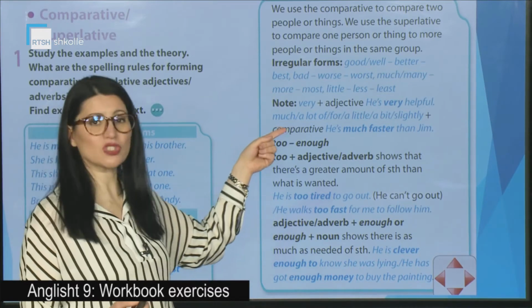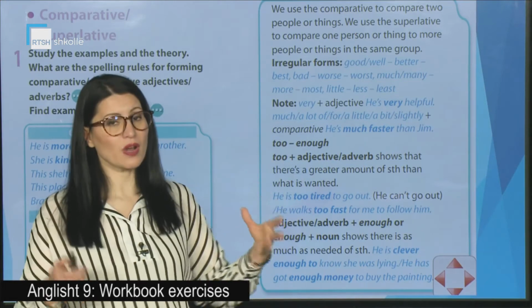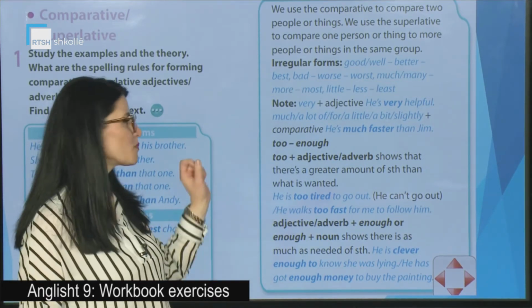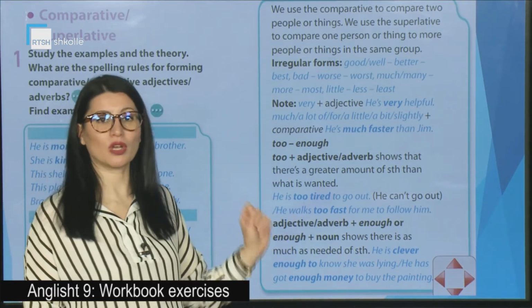Then we have much, a lot of, a little, a bit and slightly before adjectives which are always in the comparative form.